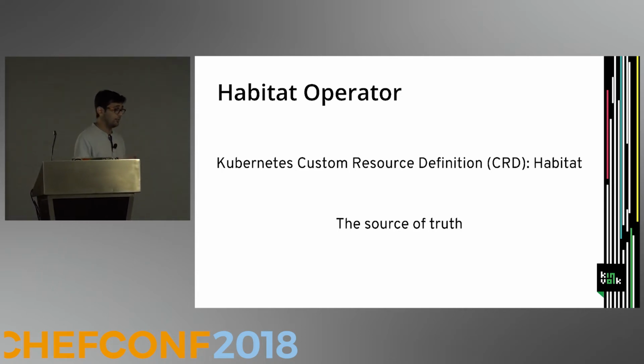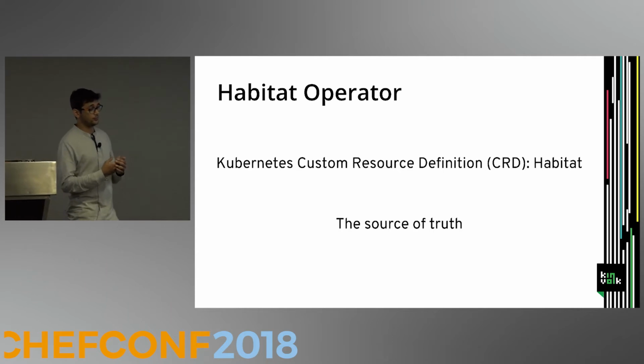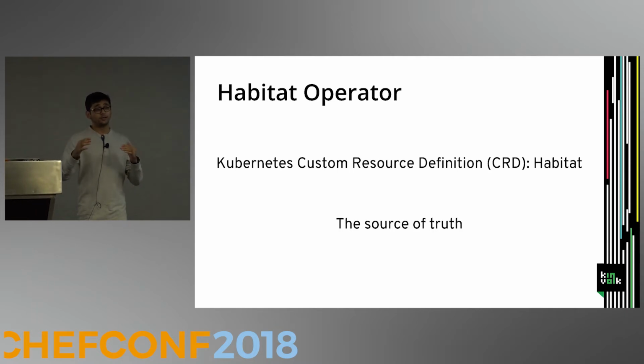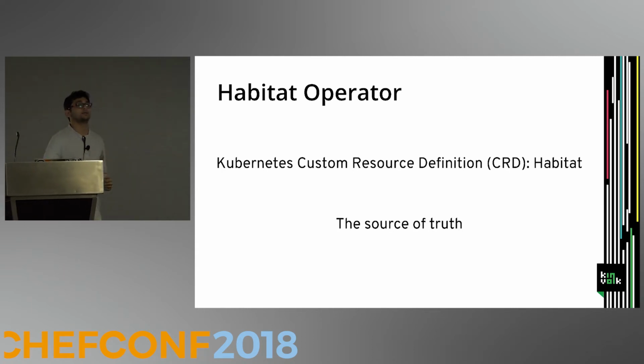Now this, in the operator, is again the source of truth. So if you make any changes, you must be making changes to the Habitat CRD. Any other changes, although they might be applied, the Habitat operator keeps a lookout for: here's what I want, and here's someone who has made this change. So it will go back and revert that change. So any changes must be made to the Habitat CRD.